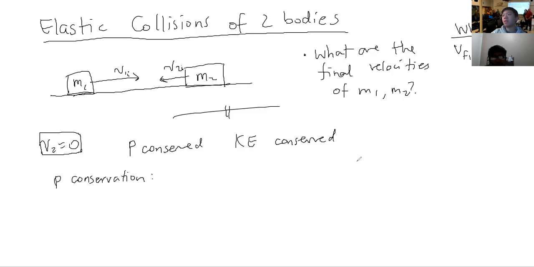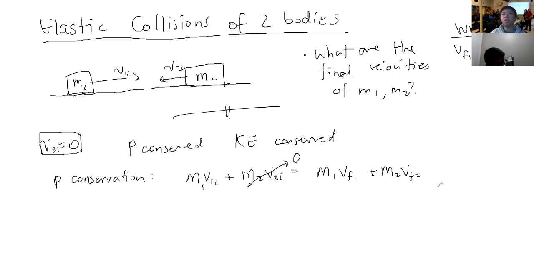Okay, Jeremy said the whole thing. So the conservation of momentum says that M1 V1i plus M2 V2i is equal to M1 VF1 plus M2 VF2. For now, we know that V2i is equal to zero, so let's get rid of this for now.